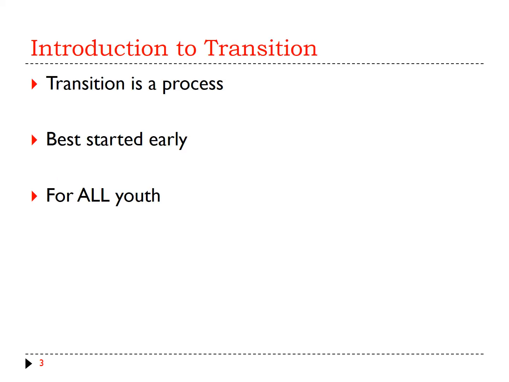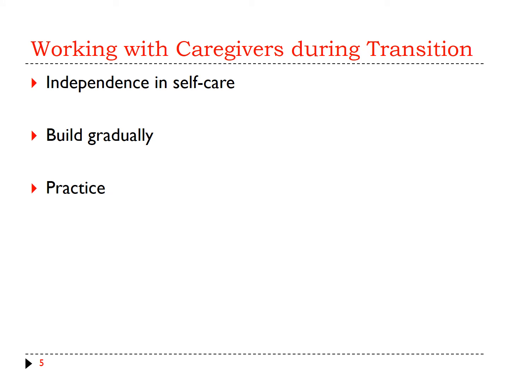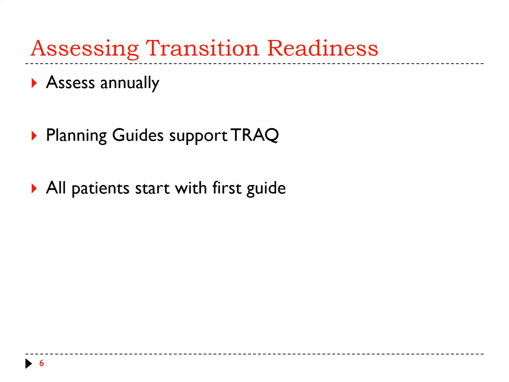This course began with a description of the healthcare transition and its importance. Module 2 illustrated how transition and adolescent development progress together. Module 3 identified key strategies and concepts for working with parents and caregivers during transition. Module 4 demonstrated strategies to assess patients' transition readiness.